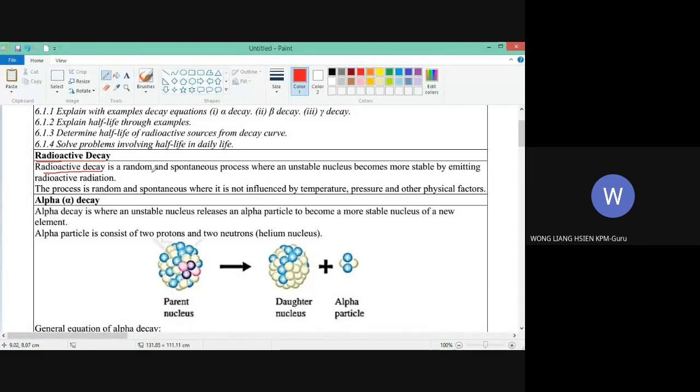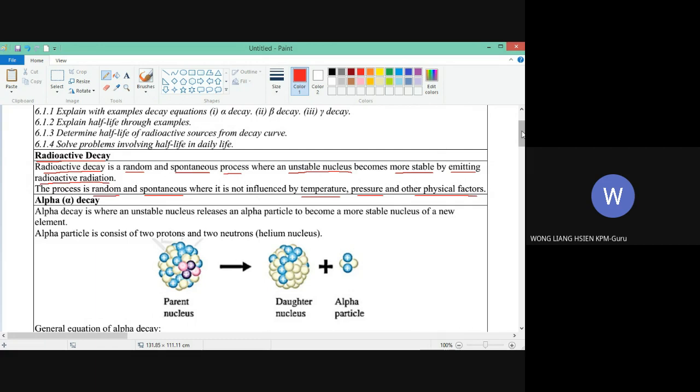Radioactive decay is a random and spontaneous process where an unstable nucleus becomes more stable by emitting radioactive radiation. The process is random and spontaneous, where it is not influenced by temperature, pressure, and other physical factors. This is a very important definition of what is radioactive decay: a random and spontaneous process where an unstable nucleus becomes more stable by emitting radioactive radiation.